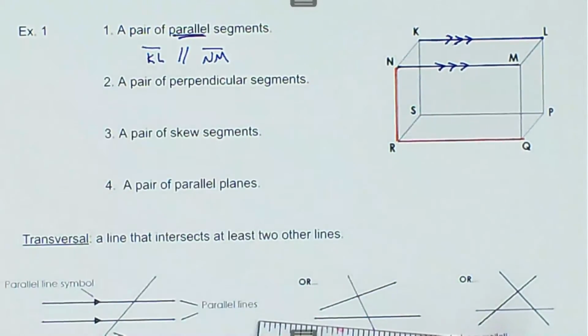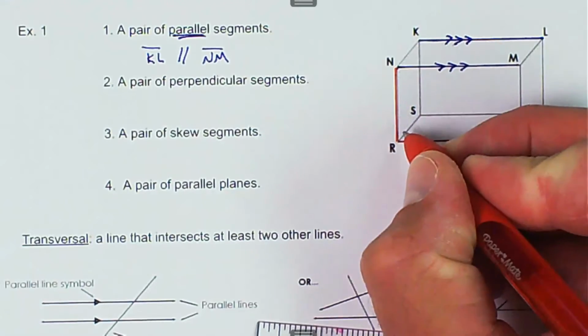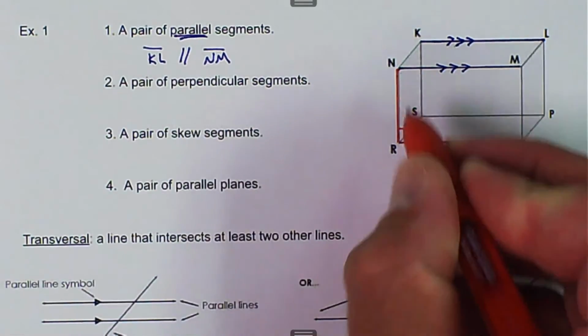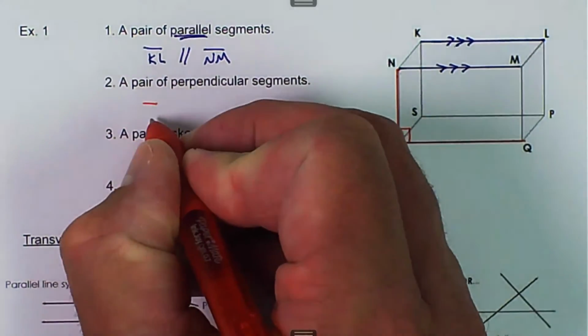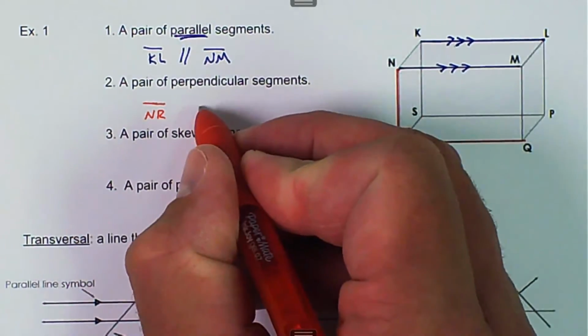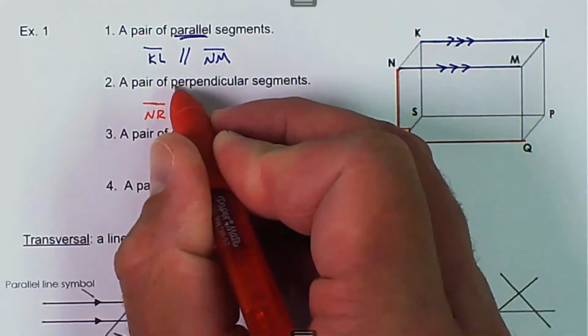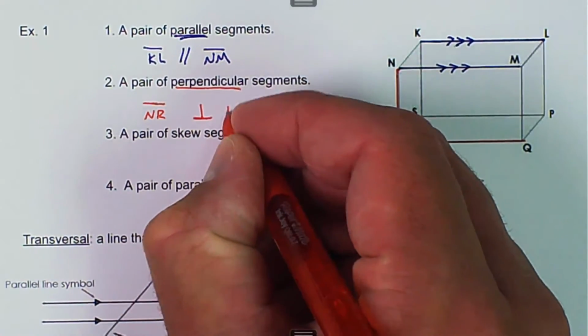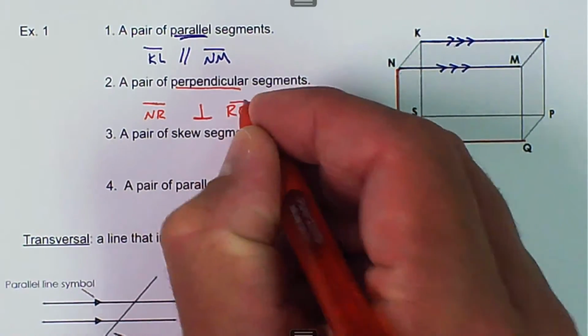Right there. The way that we show perpendicular on the drawing is we make that box in the corner to show that that's a right angle or a 90-degree angle, or lines are perpendicular. So again, we have line segment NR, and I'll make that line a little bigger. And then we have the symbol for perpendicular, and then we got RQ, line segment RQ.